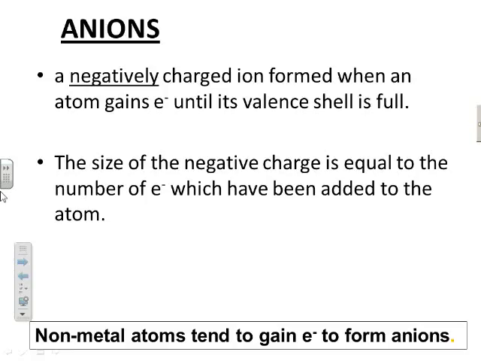When you gain a negative charge, like an electron, it becomes more negative. So for each electron we gain, it results in the negative charge being greater. If we gain 2, -2. If we gain 3, -3.